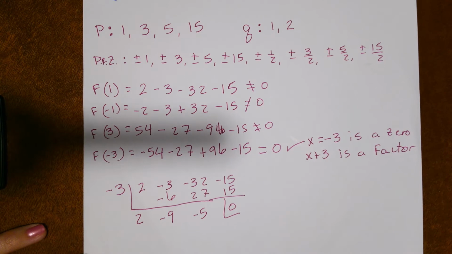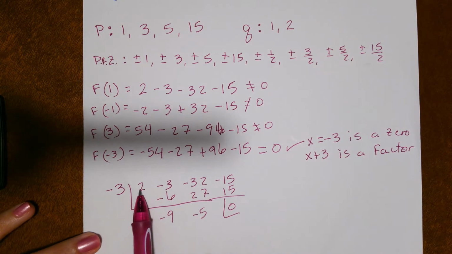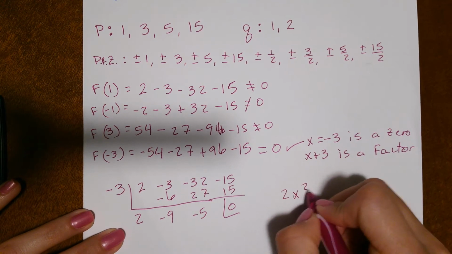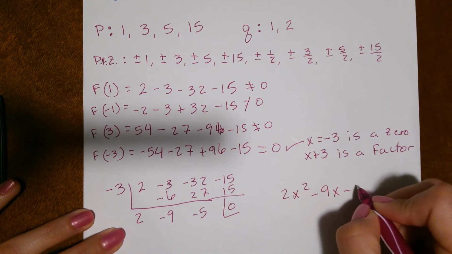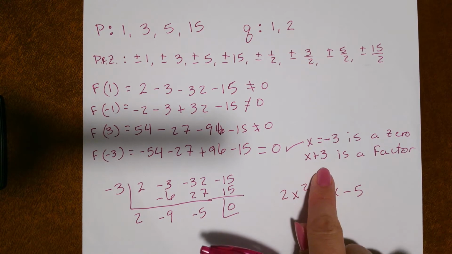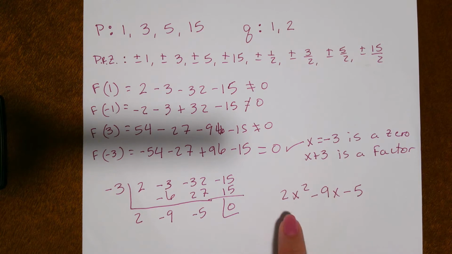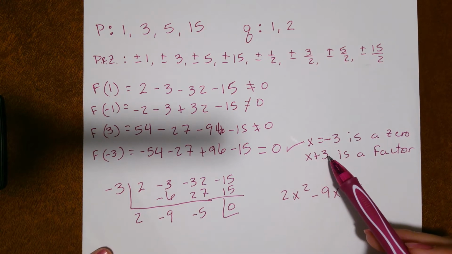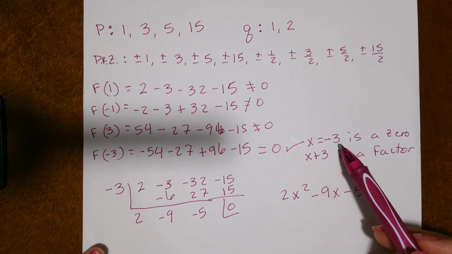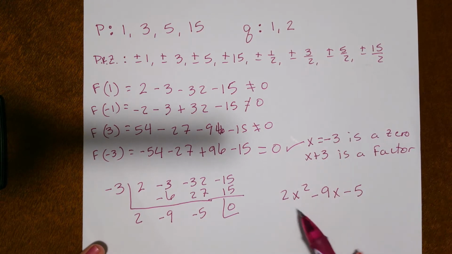There we go. So this reduced my cubic down to a quadratic. So I have 2x squared minus 9x minus 5. So this is what I'm left with when I take x plus 3 out of my original polynomial. So now I've condensed it down or broken it down into a linear factor, which we know if I set that equal to 0, I get negative 3 as my 0, and a quadratic factor.